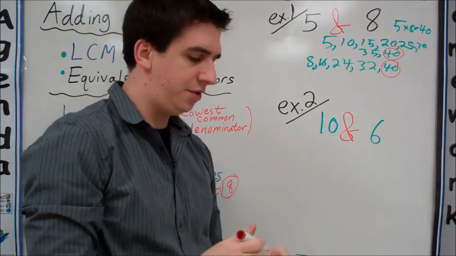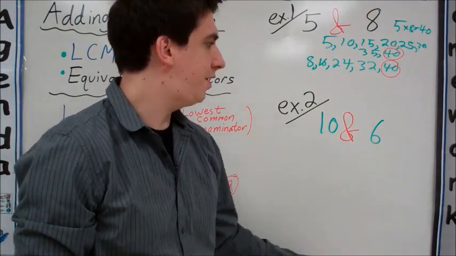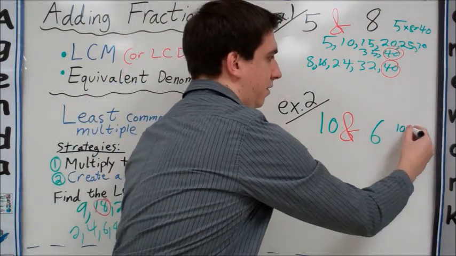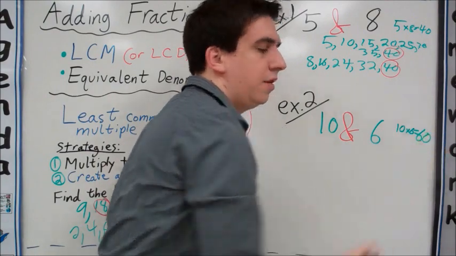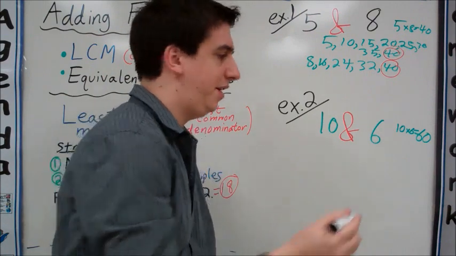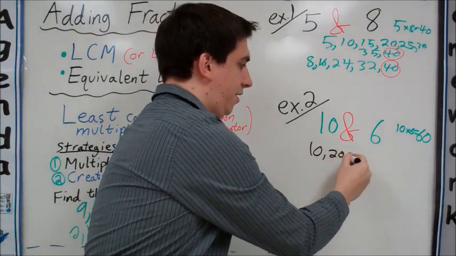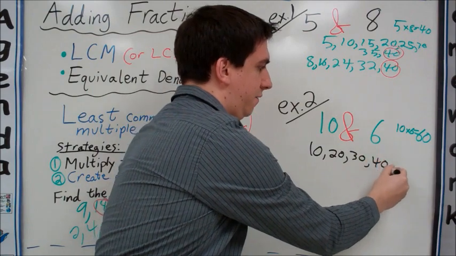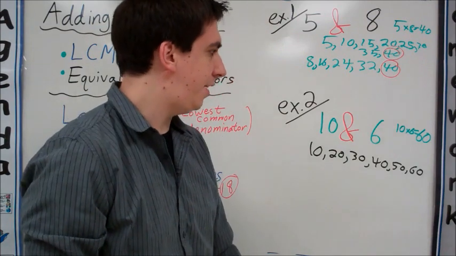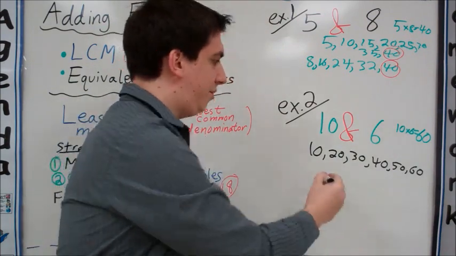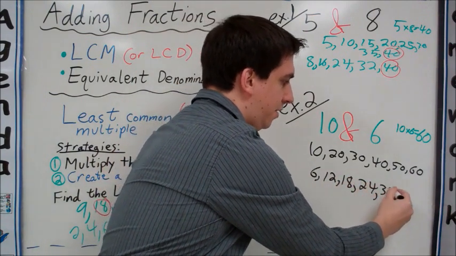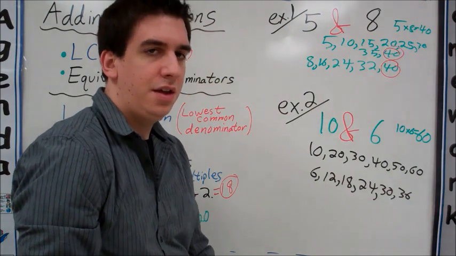Let's take a look at example 2. Example 2 says to find the least common multiple of 10 and 6. If we multiply them together, we get 60. Is that really the least common multiple though? Let's see. 10, 20, 30, 40, 50, and 60. Those are all multiples of 10. Let's see what our multiples of 6 would be. 6, 12, 18, 24, 30, 36.